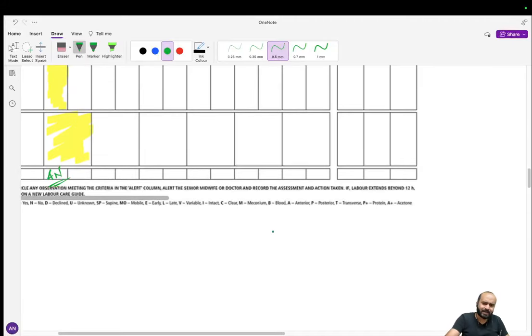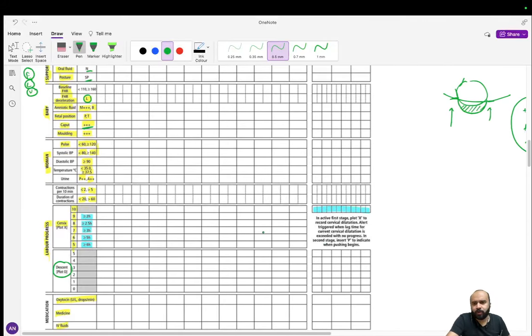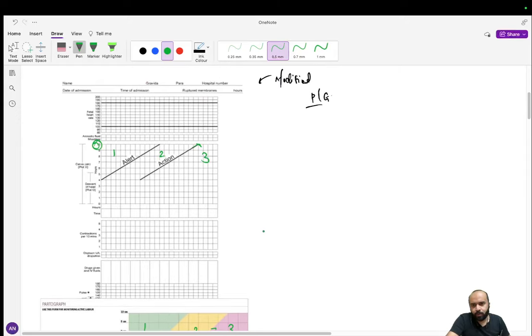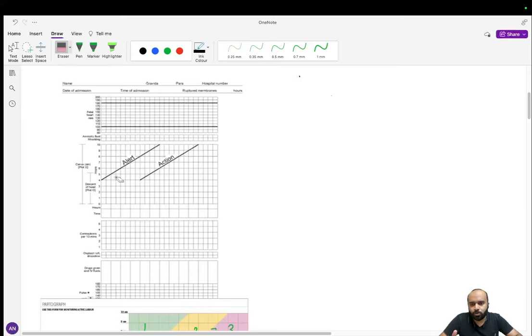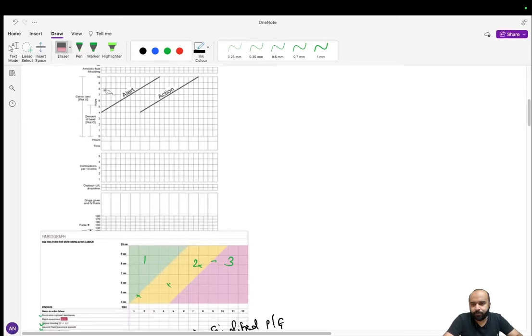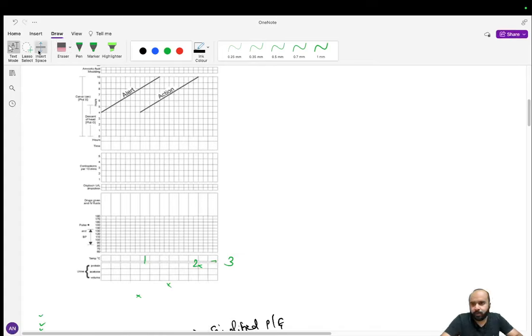Now, a couple of examples that I would like to show you before we end the session. So I'll show it to you in this one because this is the most common graph that you'll be using in your labor room. So I'll just show my examples in this one. For that, I'll also just delete this one and I'll erase everything.